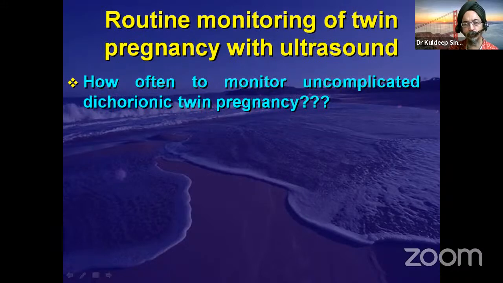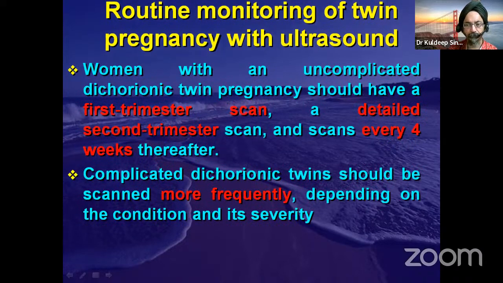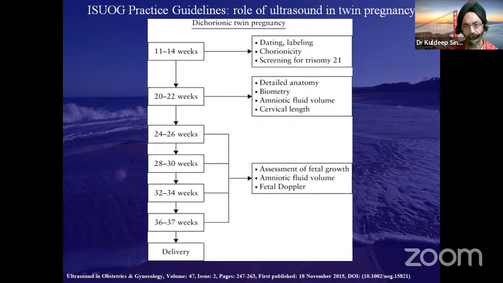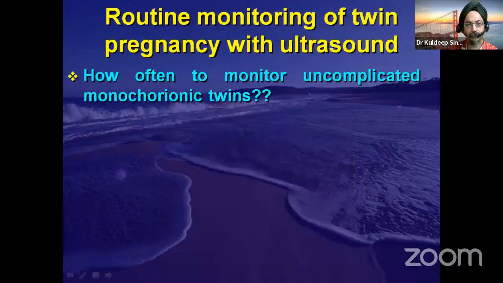How often are you going to be monitoring an uncomplicated dichorionic twin pregnancy? You need to do the first trimester scan, a detailed second trimester scan, and then you need to be scanning them every 4 weeks. If there's a complication, as frequently as you need to. So that's 11 to 14 weeks: dating, labeling, chorionicity, screening. Anomaly scan, and then every 4 weeks. How often for monochorionic?